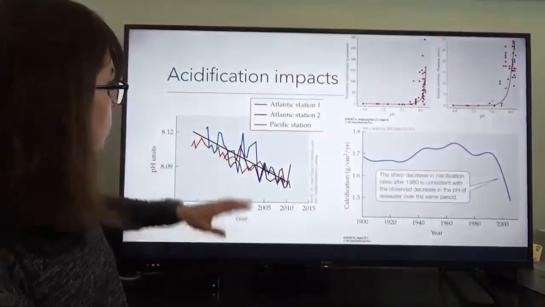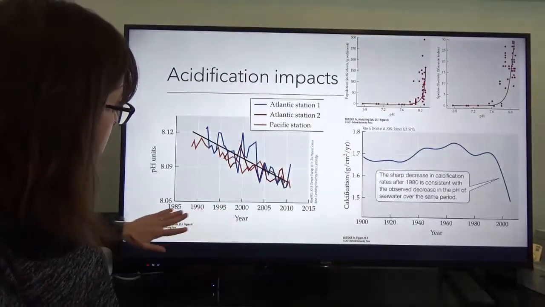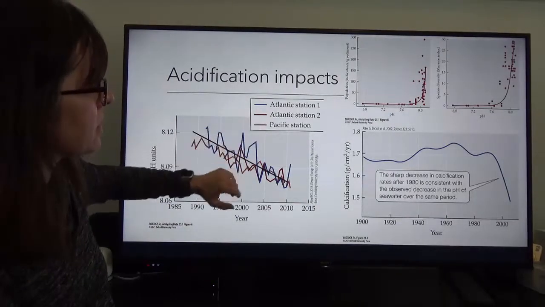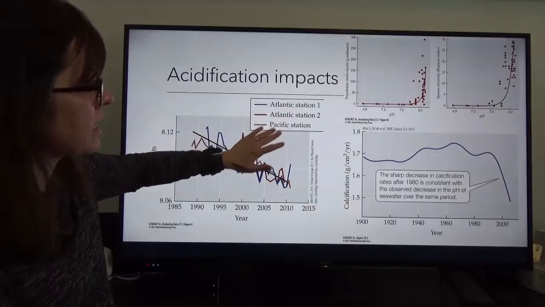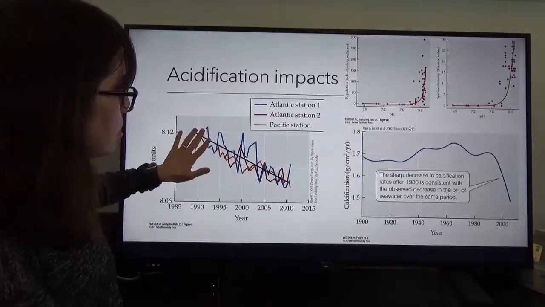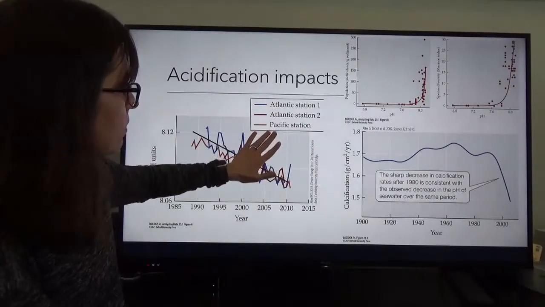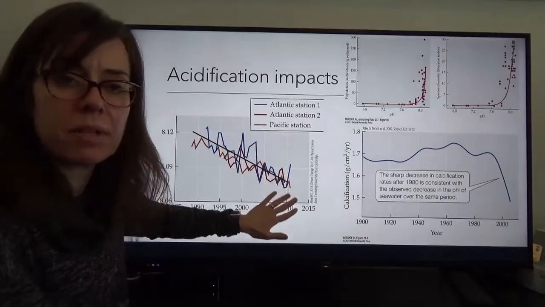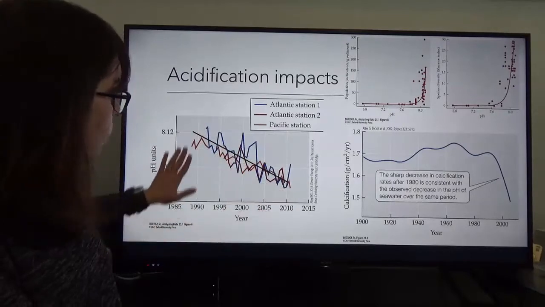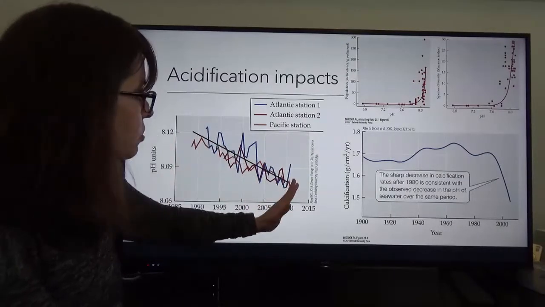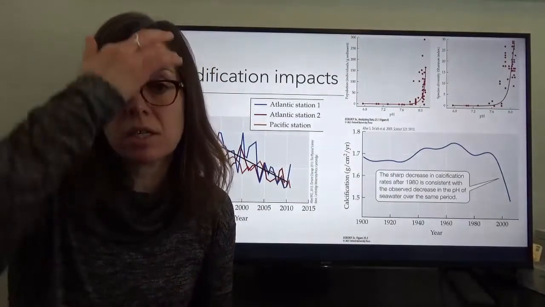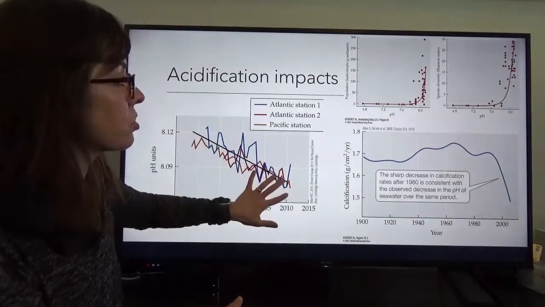Okay, so what we see through time, so again, here we have year from 1985 to 2015, and here we have pH, and this is measured at 3 different stations in the ocean: Atlantic Station 1 in blue, Atlantic Station 2 in red, and a Pacific Station in orange. And we see the same trend across all of these, okay? Again, there's variability in the pH in the ocean, but what we see is that the pH has been consistently decreasing over this fairly short time period from 1985 to 2010. And with continued increases in CO2 concentrations, the expectation is that pH will continue to drop.